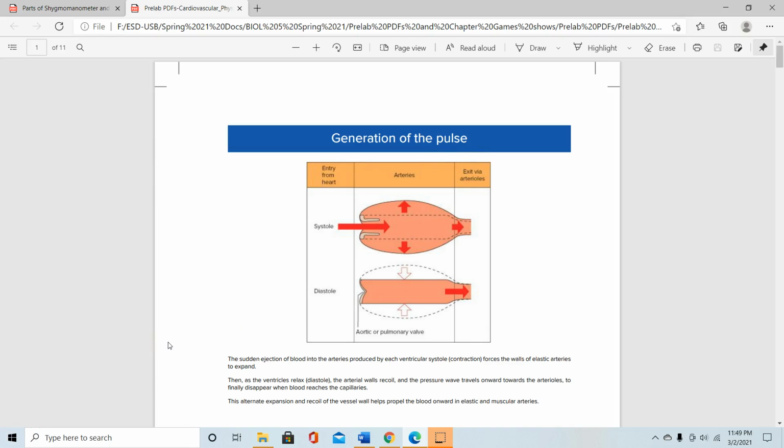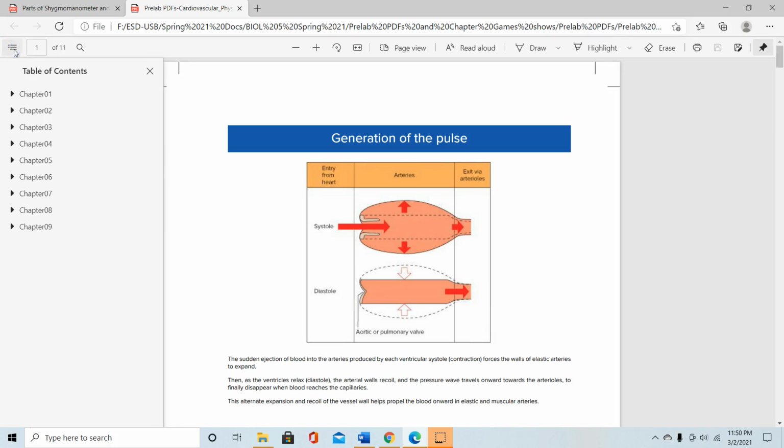Hey guys, I'm going to talk about the cardiovascular physiology pre-lab learning of pulse and blood pressure. So I will go over the generation of pulse, how pulse is generated in our body.